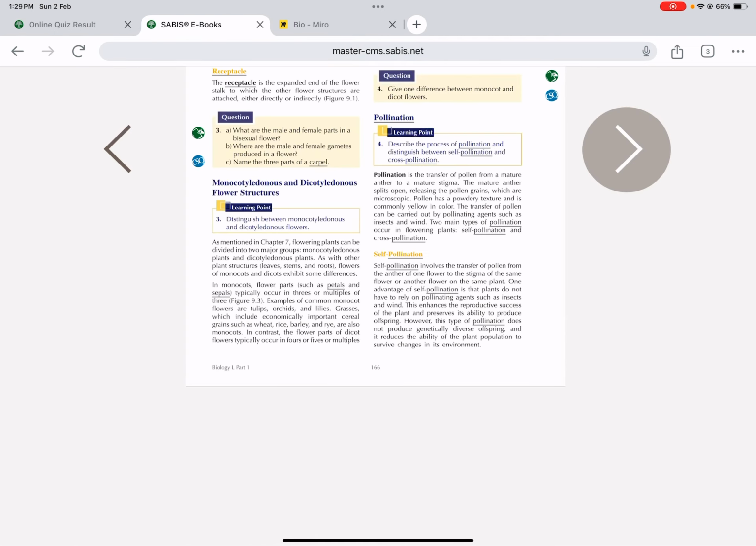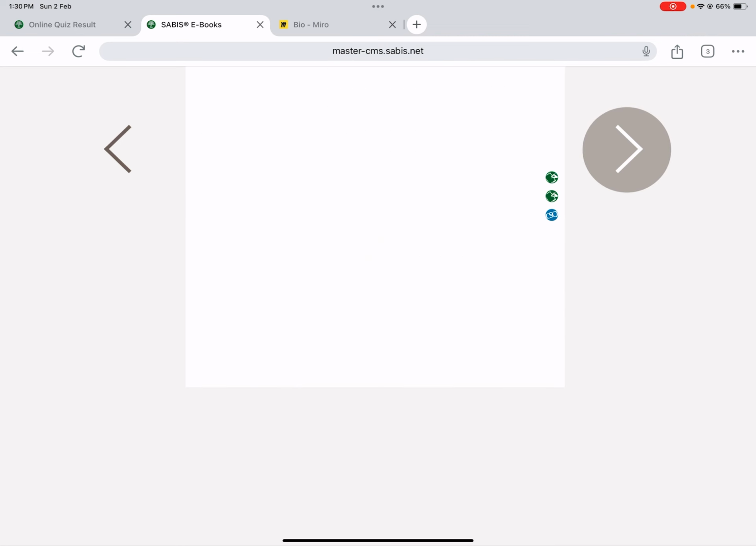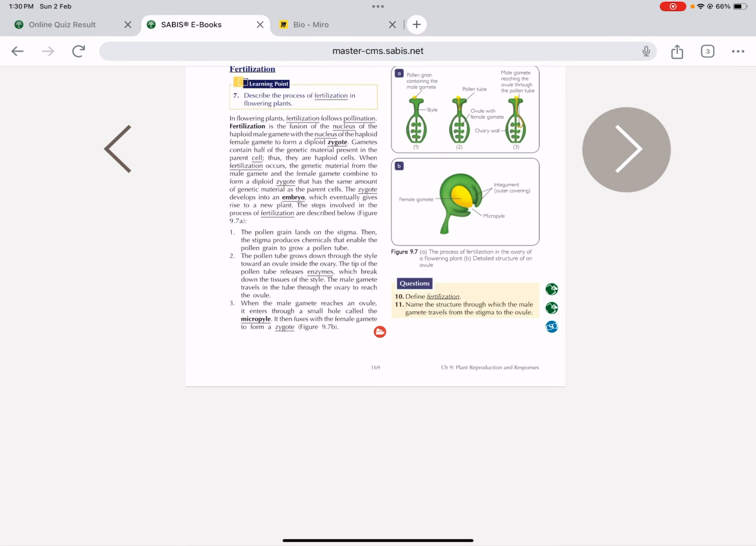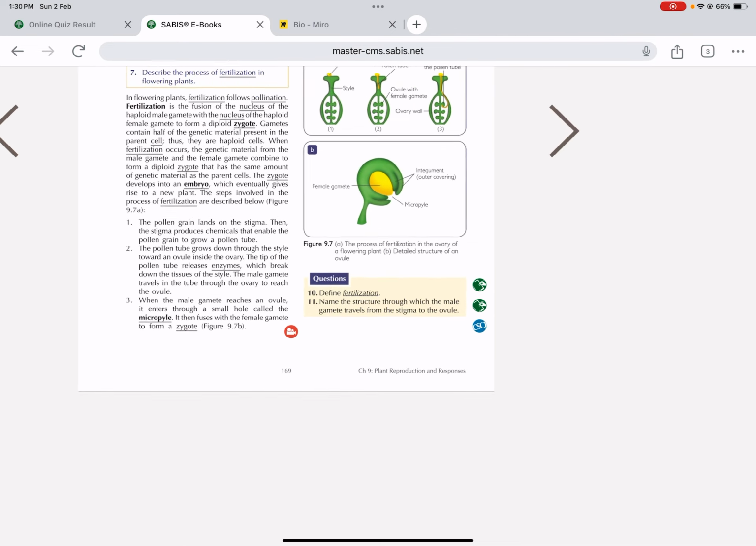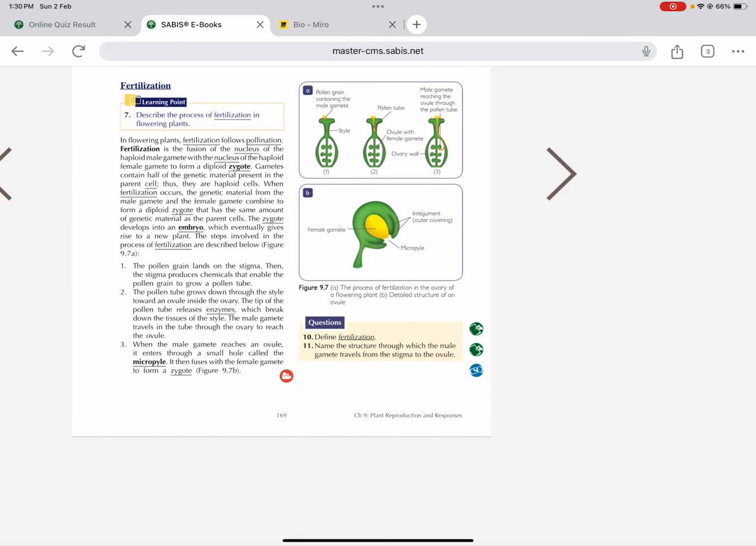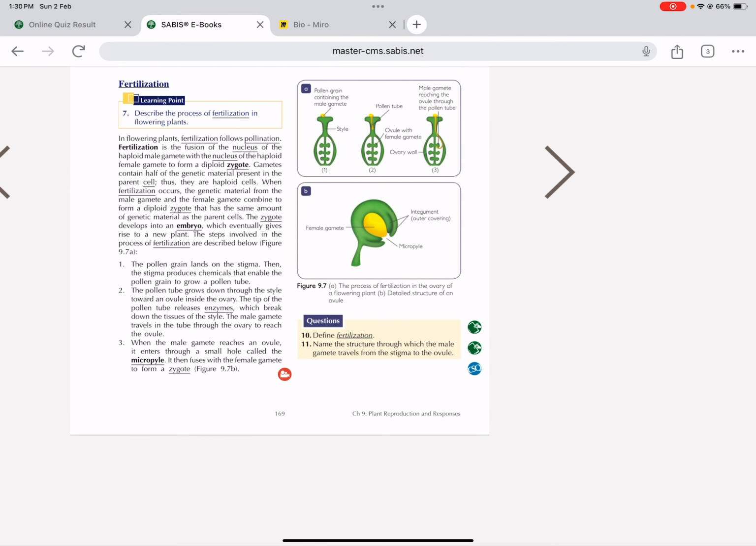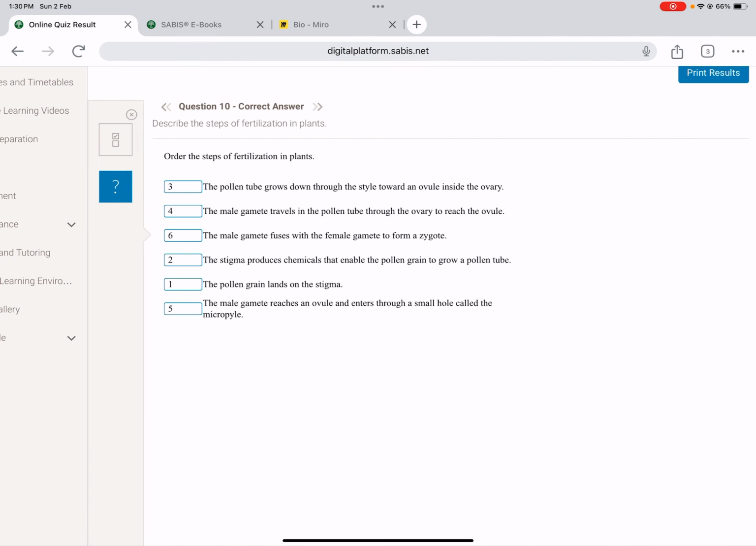I don't know why this isn't working, but there is an image that can help. Okay, here's the image. As you can see, the pollen lands, we have a pollen tube forming. The male gamete will reach the ovule through the pollen tube. This is the female gamete. And then the male gamete will enter through this opening called the micropyle and fuse with the female gamete. Once it fuses with the female gamete, we form a zygote, and this process is what we call fertilization.